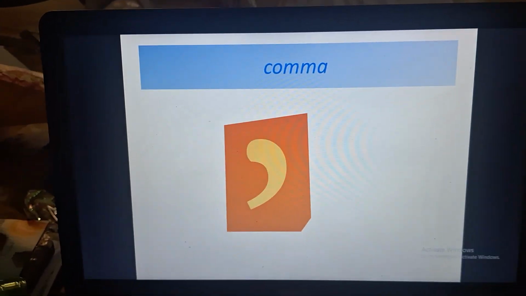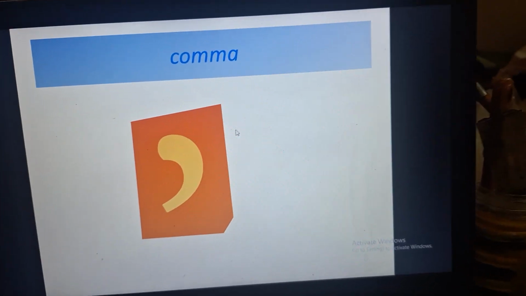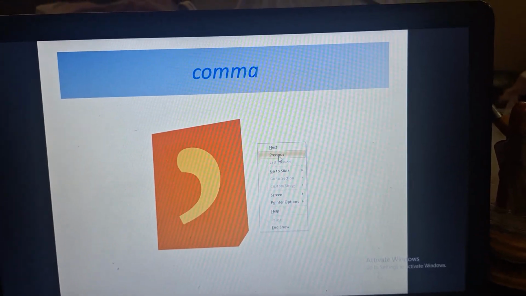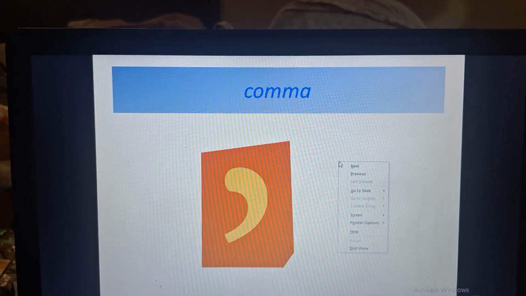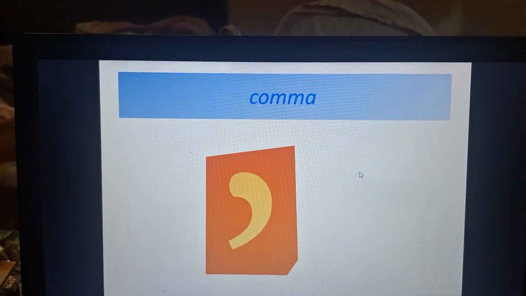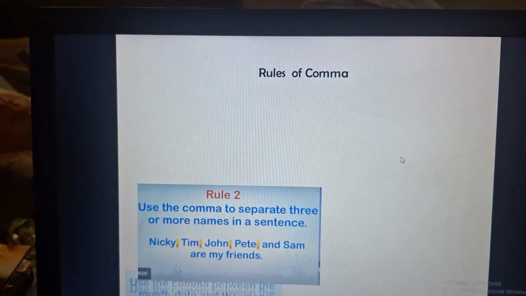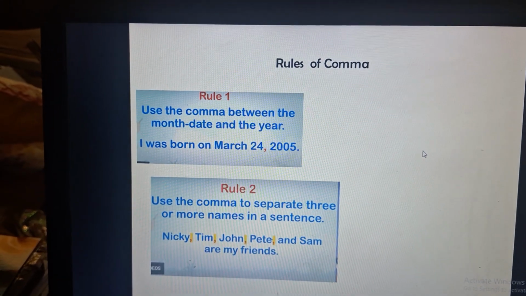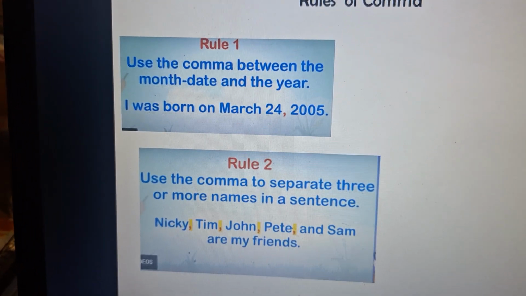Similarly here, comma. What is the function of comma, we will know. Comma plays a very important role while writing or reading a sentence. Let's see what rules we should follow for comma. First rule is use the comma between the month, date and the year.